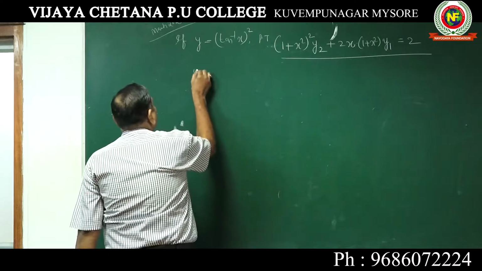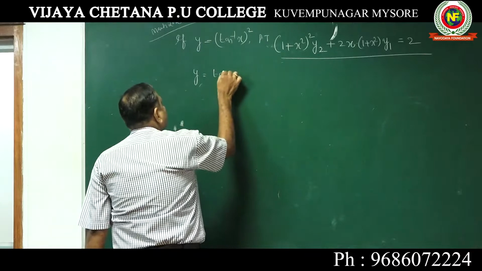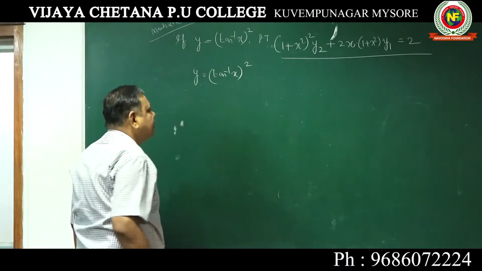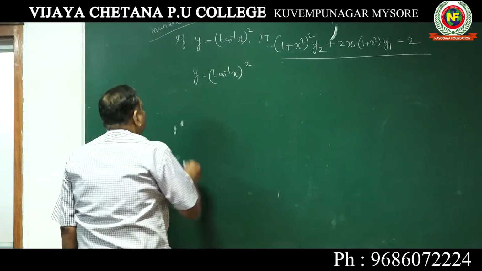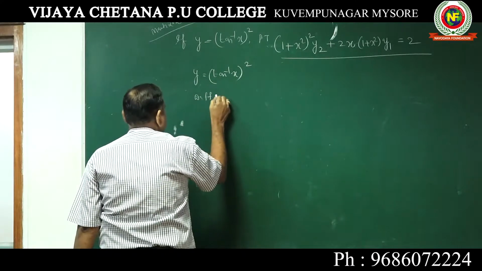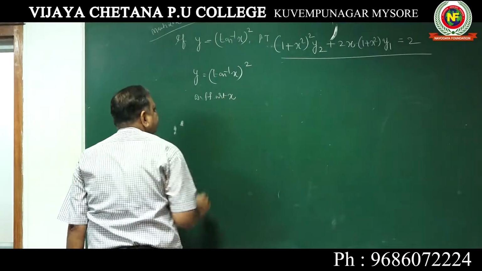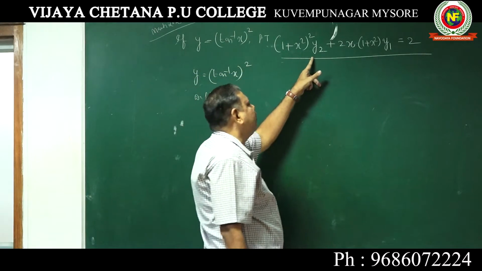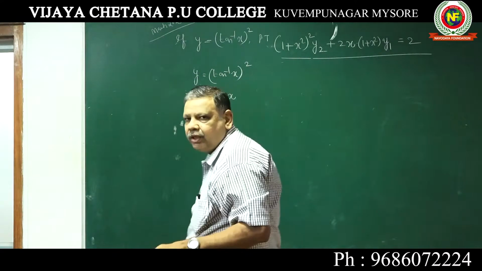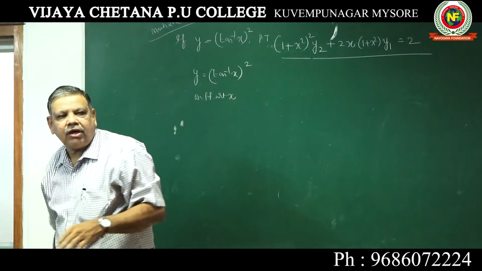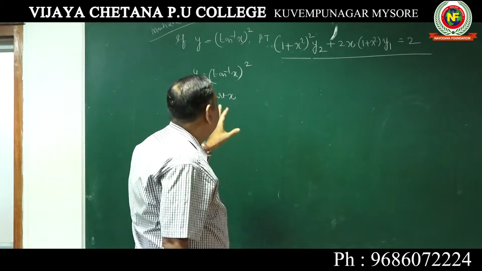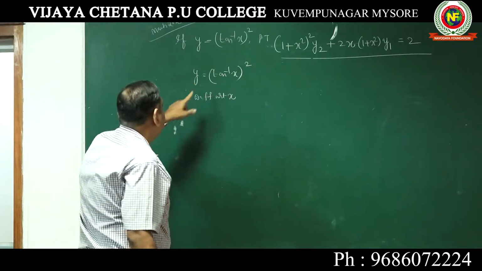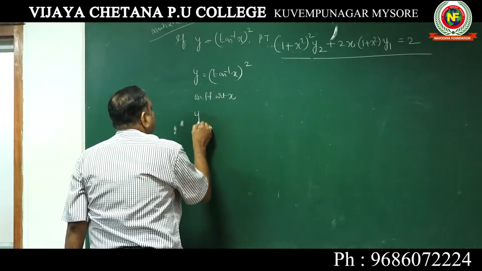Now you take y is equal to (tan inverse x) whole square. Now differentiate with respect to x. Here they have asked in terms of y2, y1, so you use the symbol y1, y2. If they ask in terms of dy by dx, d square y over dx square, use that symbol. Now they have asked in y2, y1, now you use y is equal to (tan inverse x) whole square.